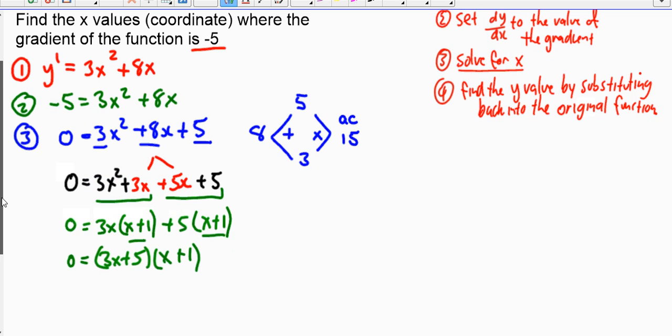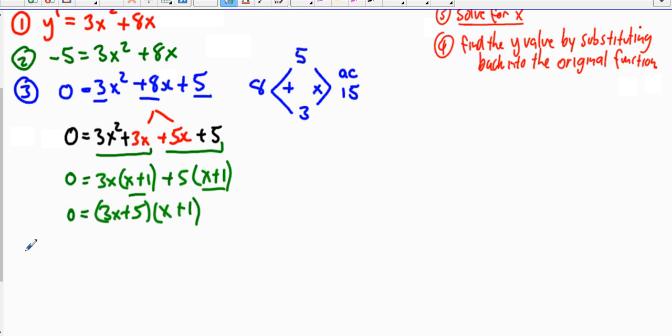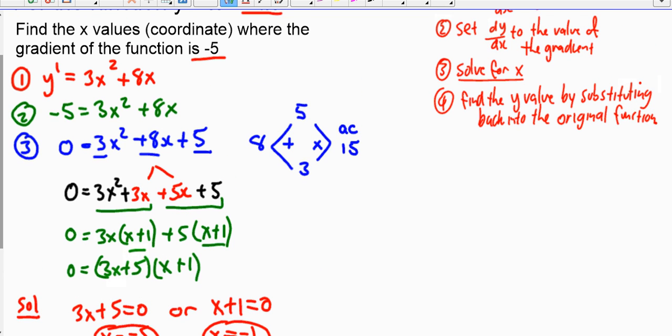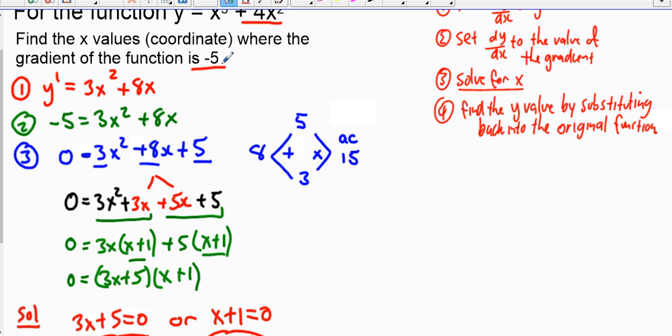All right, we're almost finished. Now I know that my solutions will be either 3x plus 5 equals 0 or x plus 1 equals 0. So we get x equals -5 over 3, or -1.6 recurring, or x equals -1. So these are the x values at which the gradient of the function is -5.